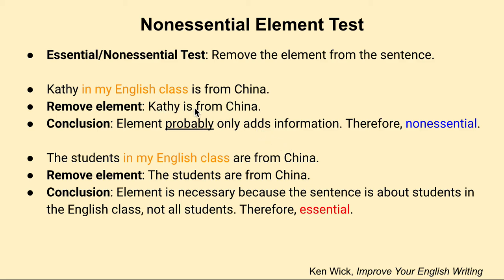So I should say, maybe coming back up to this one, I didn't do it, but since this is non-essential, you'd say Kathy, comma, in my English class, comma, is from China. And then this one would read the students, no punctuation, in my English class, no punctuation, are from China. But that's the test for essential, non-essential. Basically, remove it, see if the meaning changed, and if the meaning changed, it's essential. If it didn't change, it's non-essential.